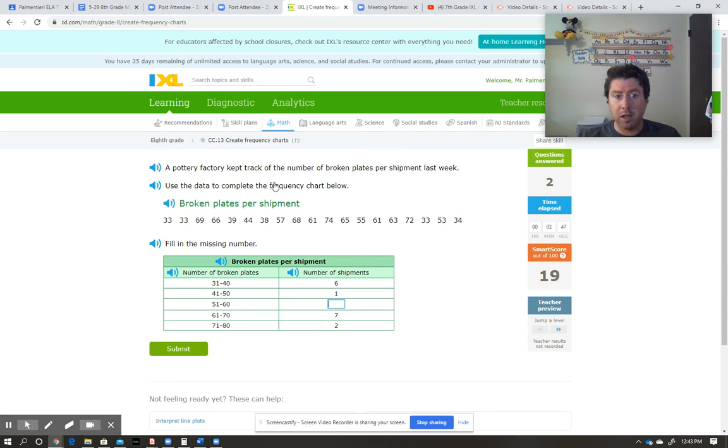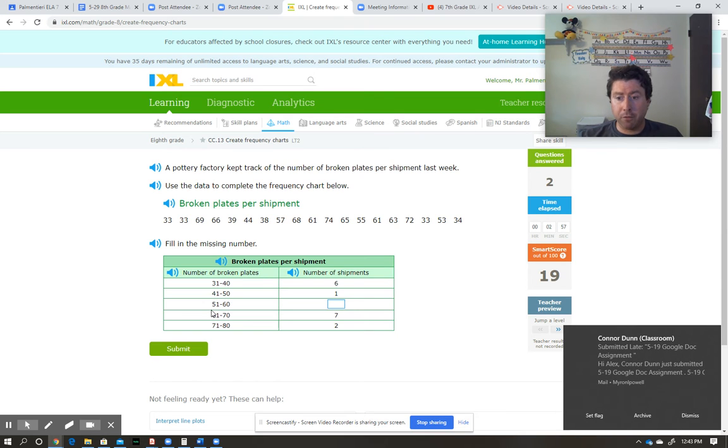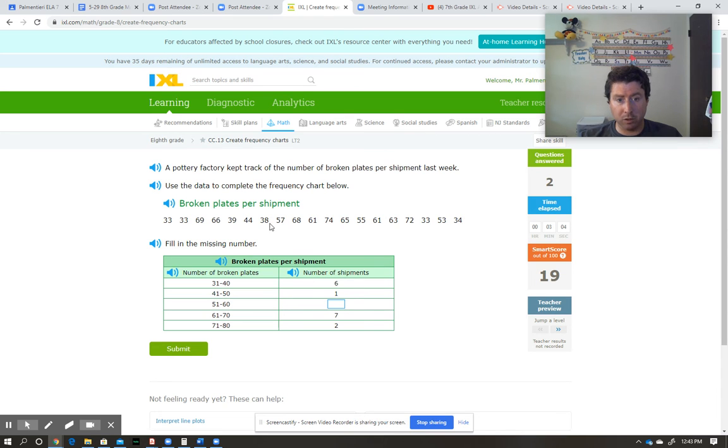But here's another one. A pottery factory kept track of the number of broken plates per shipment last week. Use the data to complete the frequency chart below. So we're missing this. For 51 through 60 number of broken plates, I need to know how many shipments. So I'm going to look at these numbers. Well, this is 38. That's too small. But here's 57. That falls in between this interval. So at 57, that's 1.